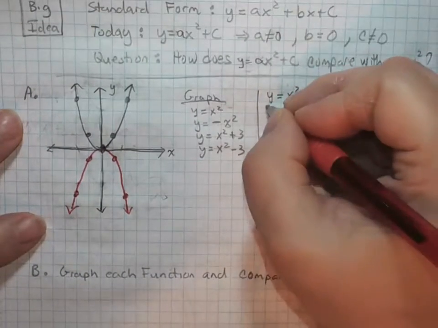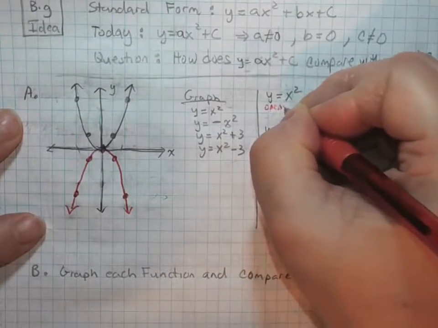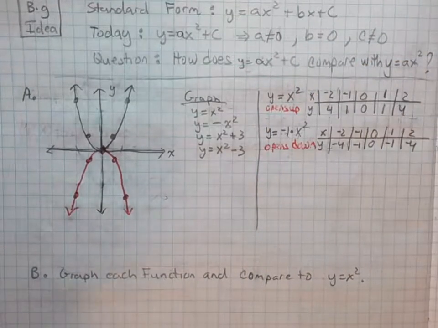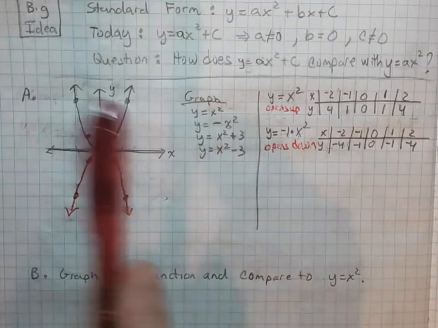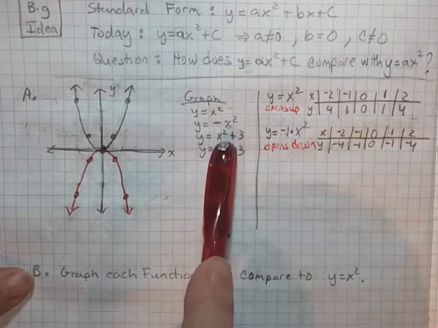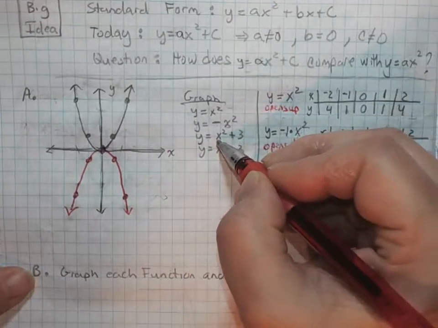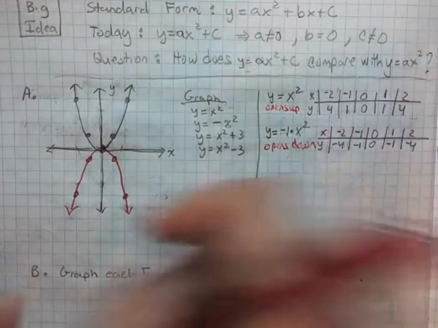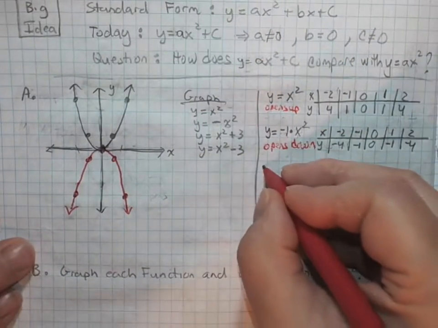Okay, and then this one opens up. Just make little notes about things that happen. All right, so what if I have y equals x squared plus 3? So I'm going to plug a number in, square it, then add 3. Make a table.